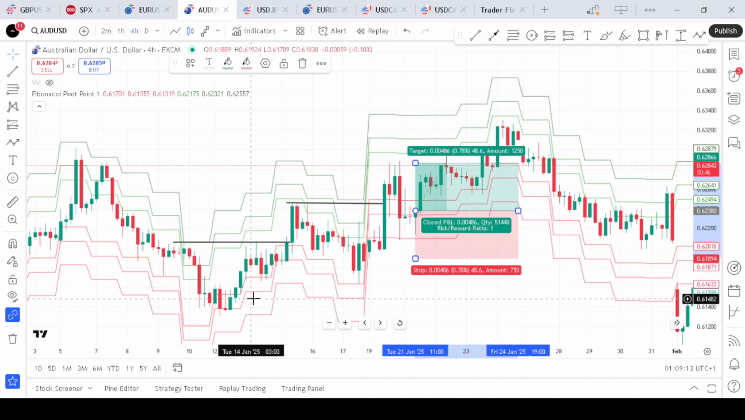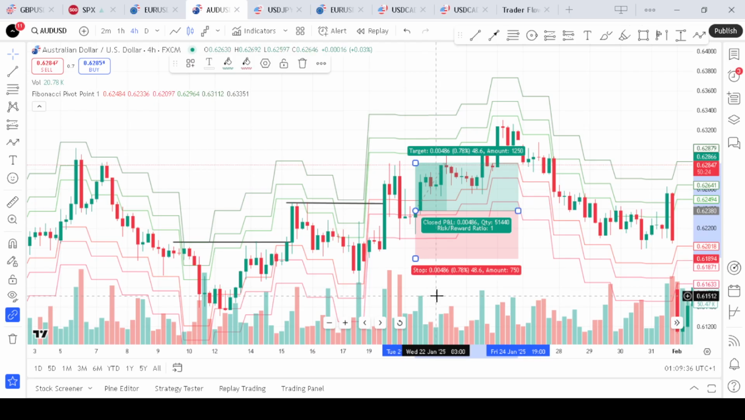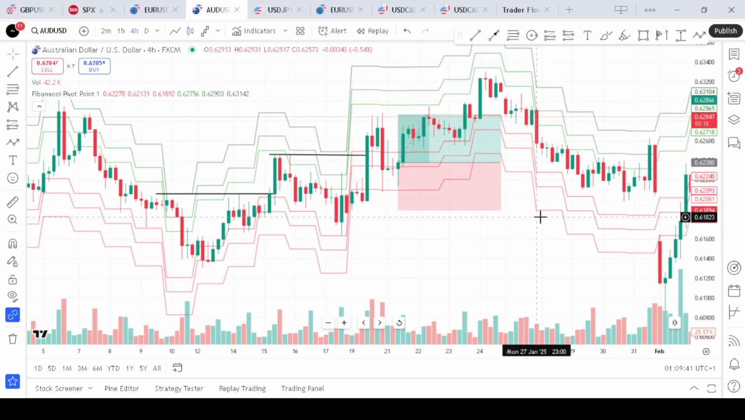Now you confirm your move. You confirm the breakout or the reversal using additional indicators like your volume or your RSI. And as you can see at this area, when price broke out and came back to retest, it was accompanied by increased volume. This confirms our trade. Then we enter the trade. For a bullish breakout, you enter a long position when price breaks above the R1 region and retests it as the new support area.